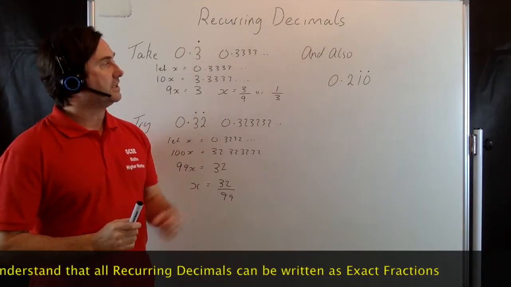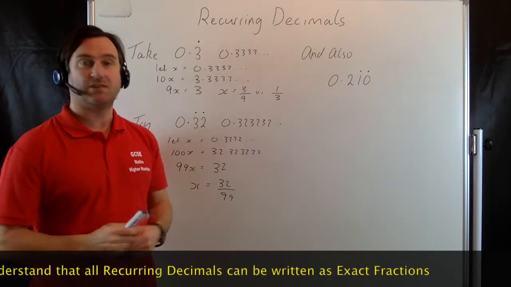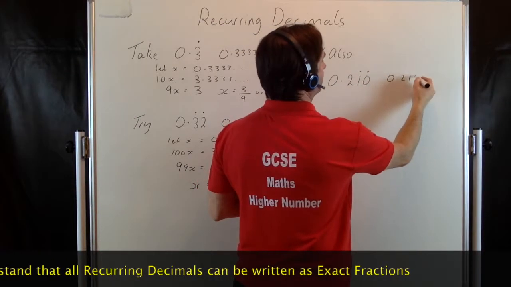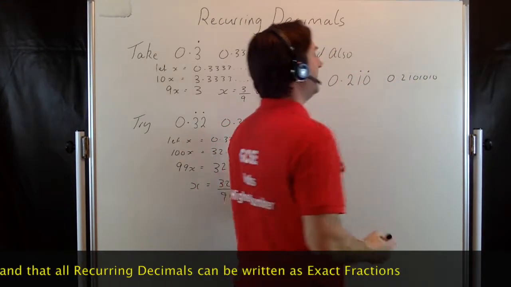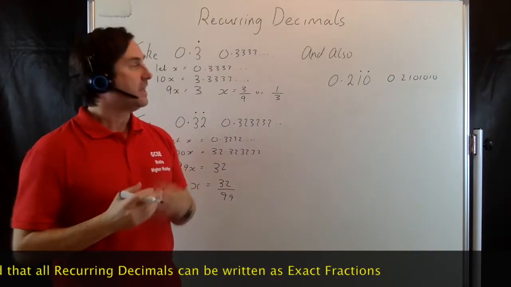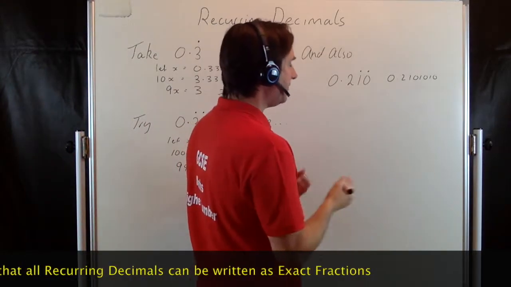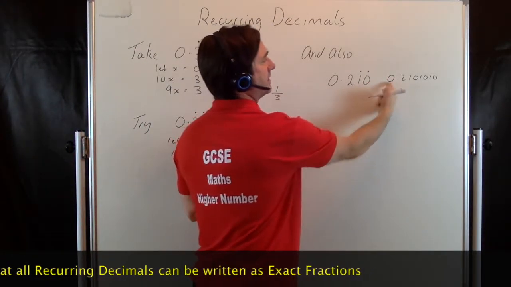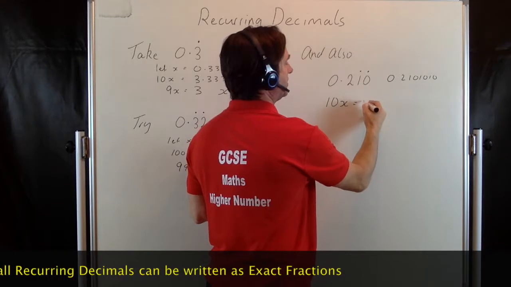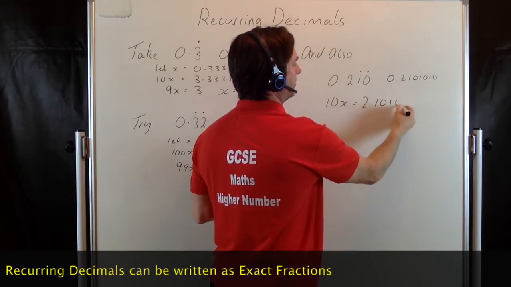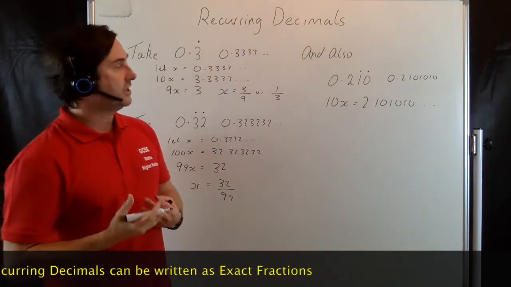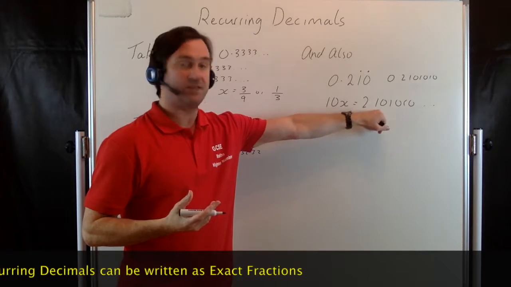Okay, if we now look at this final example here, 0.21010, let's write that down first of all as 0.2101010. Now on this one we can see it's only the 10 that's recurring, not the 2. So in this case, we need to start off by multiplying this by 10. So I've got 10x equals, moving the digits one place to the left, 2.101010, continuing on.